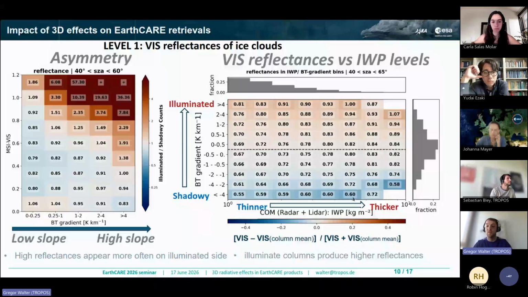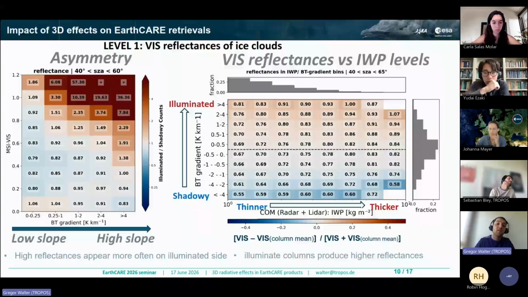So for the same ice water path, we here have an average reflectance of 1.0 compared to the shadowy with a reflectance of 0.6. So high reflectances appear more on the illuminated side, and illuminated columns produce higher reflectances.